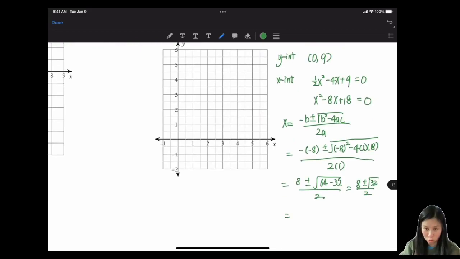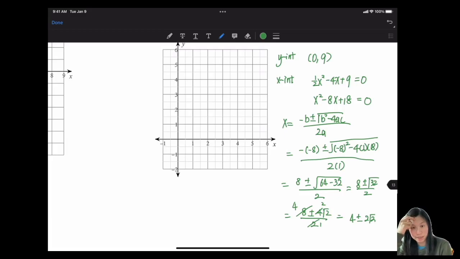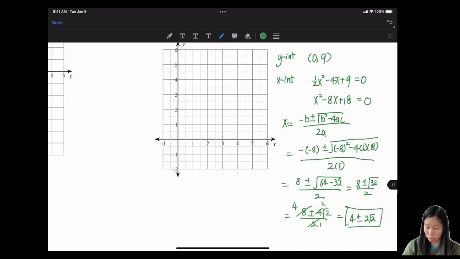And then the square root of 132, we can simplify as what? 4 times 8. So I have, or maybe 16 times 2. Yeah, 16 times 2. So I have to factor the 4 out, over 2. Now we can cross cancel because they both have the factor of 2. So when you cross cancel, you have 4 and 2 left, and this is 1. So you have 4 plus or minus 2 square root of 2. Okay, so that's your x-intercept. So where is it? You can use a calculator to figure out what that number is.